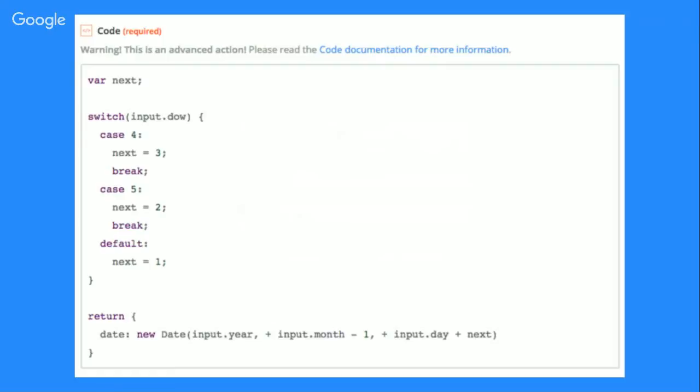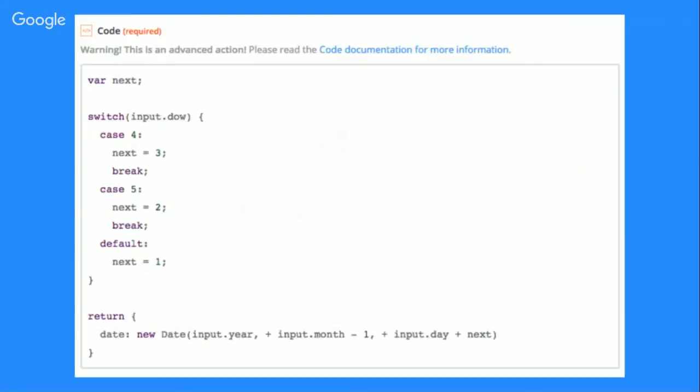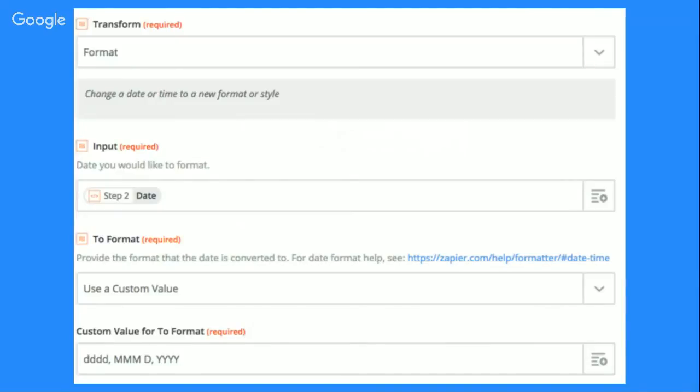And Zapier is great because they allow you to write some JavaScript. So that's very simple code to find out what's the day after today. So that's the second step. After the second step, we have this tomorrow date, and then the third step is just a conversion. So Zapier has some very nice tools to format dates and other things.